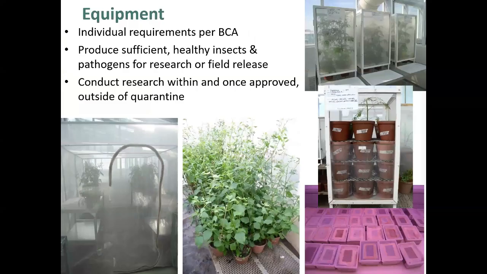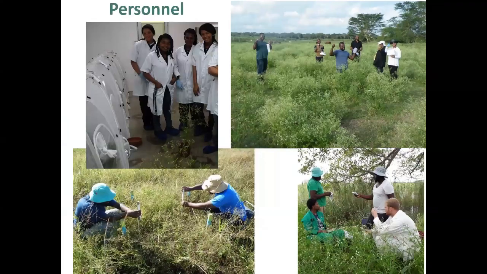We have various insect cages that we require, and the research is done within the quarantine, and once it's approved, it's done outside of the quarantine facilities. Another aspect is that skilled personnel are required in all stages: in the pre-release stage of the quarantine research, then in the mass rearing, and then in the field releases.